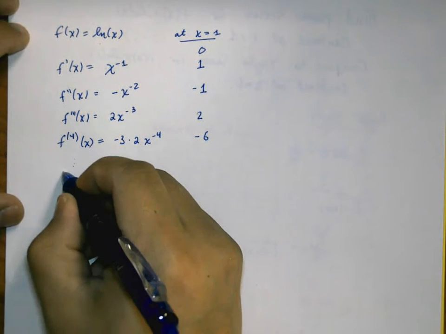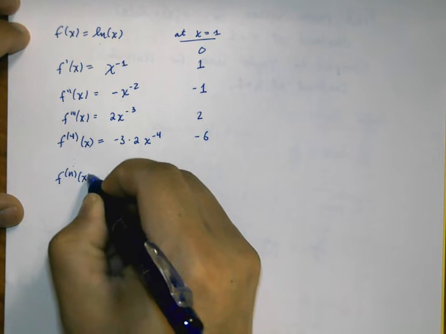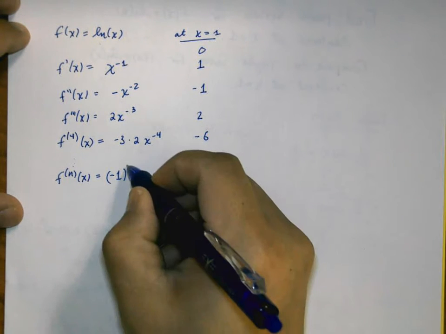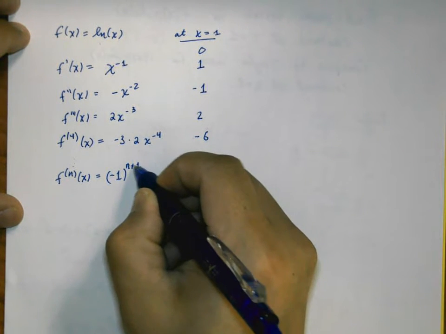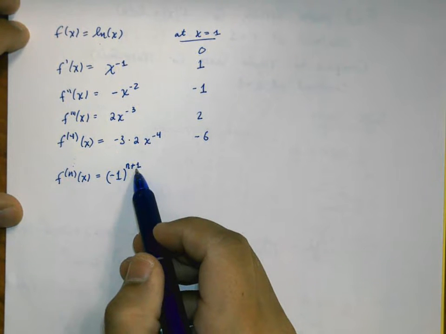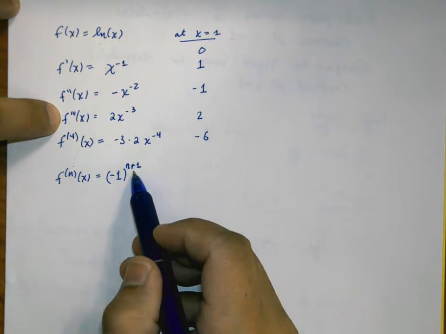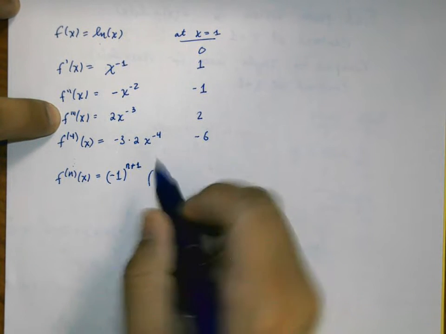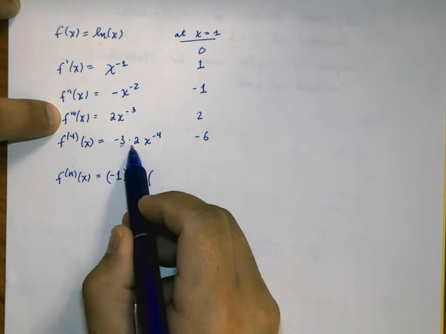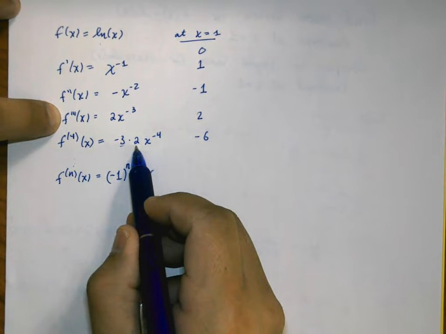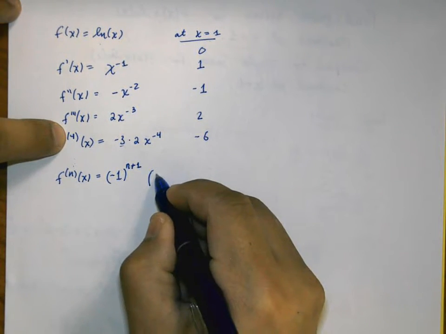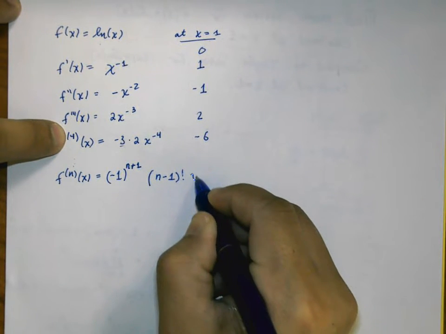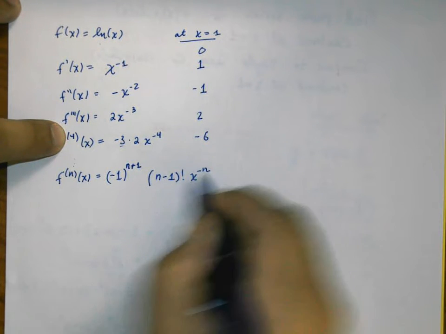Okay? So in general, the nth derivative of the natural log function is negative 1, and it's alternating signs, so it's raised to the n plus 1 power. The reason for the n plus 1 is that all of the odd derivatives are positive, so we need to adjust for that with the n plus 1. And if you notice here, this is nothing more than a factorial function, but it's 1 less than the derivative, so this is n minus 1 factorial times x to the negative nth.